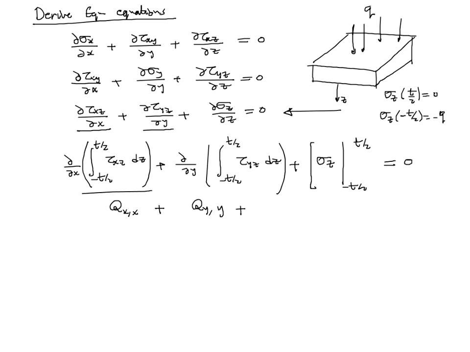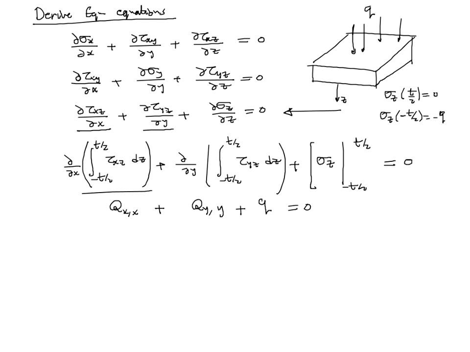If you do this here, this is sigma z at t over 2, which is 0, minus sigma z at minus t over 2, which is minus q. So you get q equals 0, and this is exactly the equilibrium equation we have already obtained by equilibrating the small element of the plate and using the definition of the shear resultants, because out of plane shear resultants are force per unit length. Okay, so how do you get the moment equations?